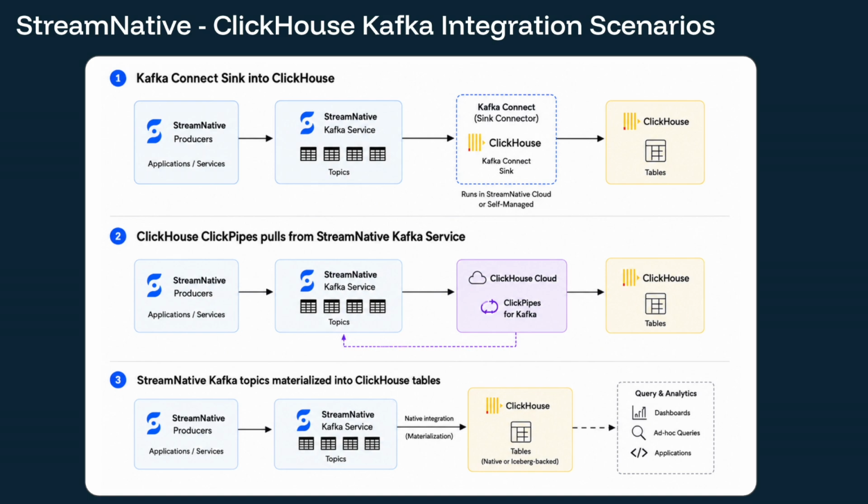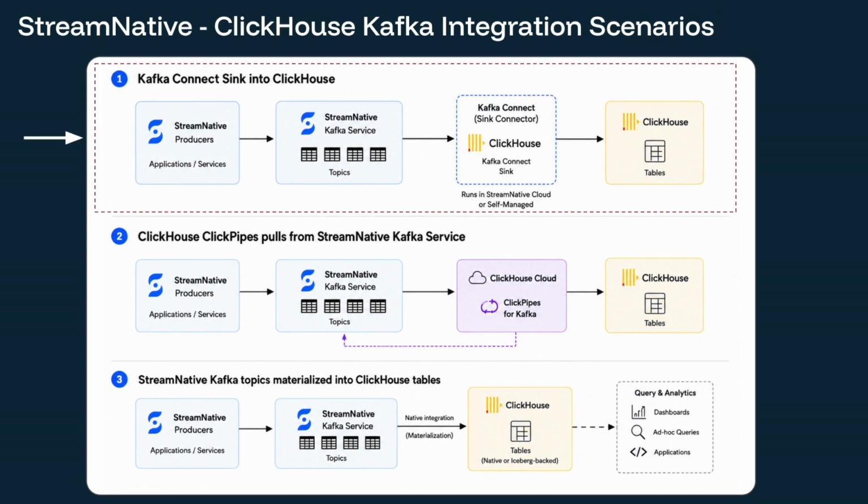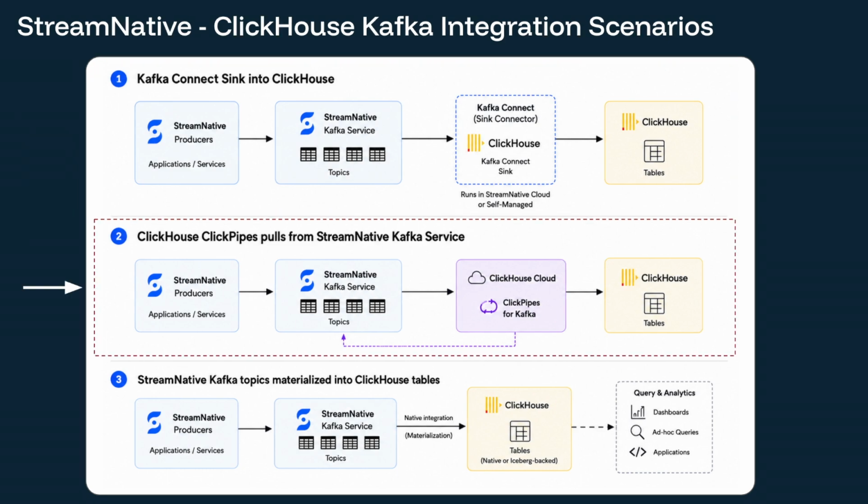Before we jump into the demo, let's take a quick look at the integration options between StreamNative Kafka Service and ClickHouse. The first option uses the ClickHouse Kafka Connect sync connector, where the connector continuously consumes data from StreamNative Kafka topics and writes it into ClickHouse tables. The second option uses ClickHouse ClickPipes, where ClickHouse Cloud directly connects to your StreamNative Kafka cluster and continuously ingests data into ClickHouse tables with minimal configuration.